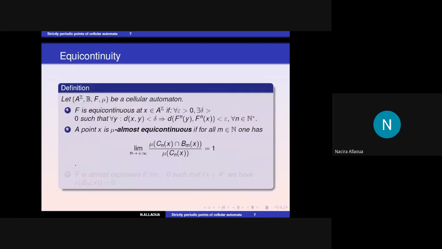Considering a cellular automaton F, it is said equicontinuous at a point x if for any point close to x, all their iterates will be close to those of x, for all integers n. A point x is said mu almost equicontinuous if for all integers m, the measure of C_n(x) intersected with B_m(x), as n goes to infinity, is equal to the measure of C_n(x). F is almost expansive if there exists a strictly positive integer m such that for all points x, the mu measure of B_m(x) is equal to zero. Notice that the existence of a mu almost equicontinuous point is characterized by the existence of a set B_n(x) with strictly positive measure.